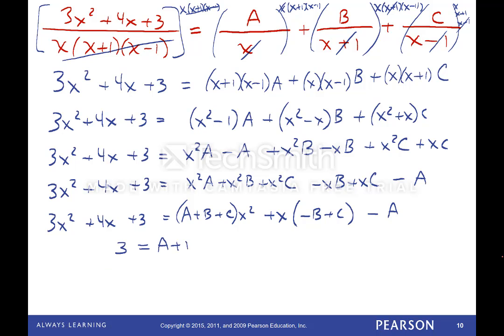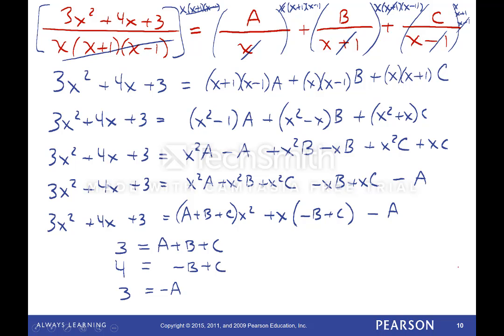So 3 connects to a plus b plus c. 4 connects to a negative b plus c, and I like to write them underneath each other. It's almost like a big column. Column for a, column for b, column for c. And the 3 is equal to negative a.